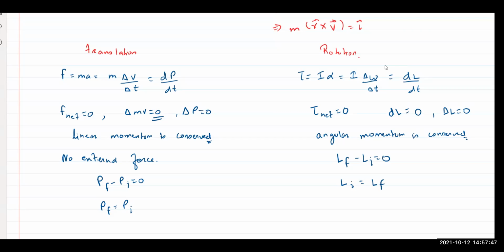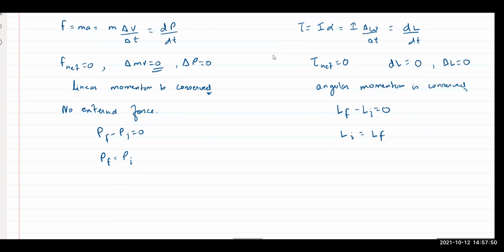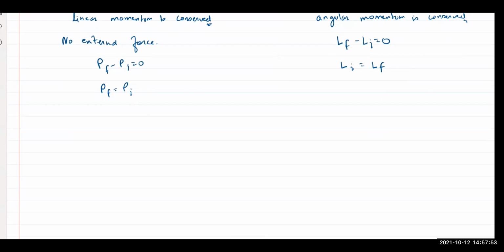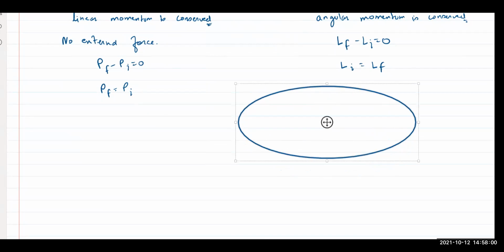Now, my question is, where will it be used? We have used this in multiple ways, like strike, collision and all. Now, let me ask you one problem. Suppose one object is moving in this elliptical path around this point, and there's no external force. Do you think that the momentum of this object at point A and at point B will be same? L will be same or not? Yes or no?